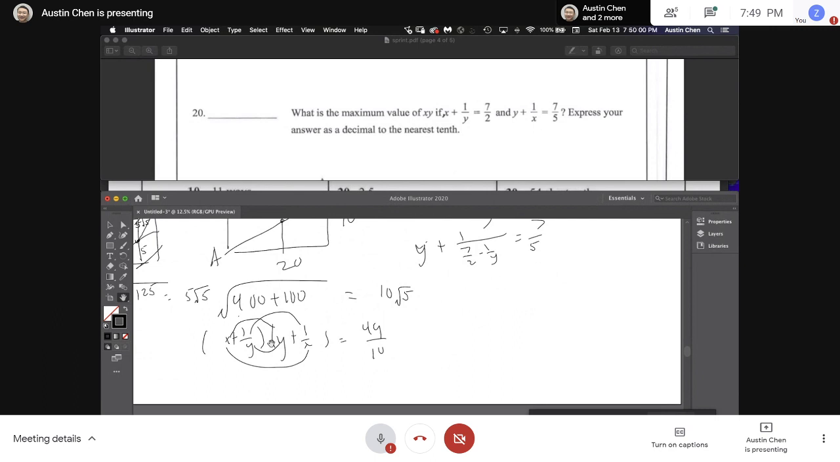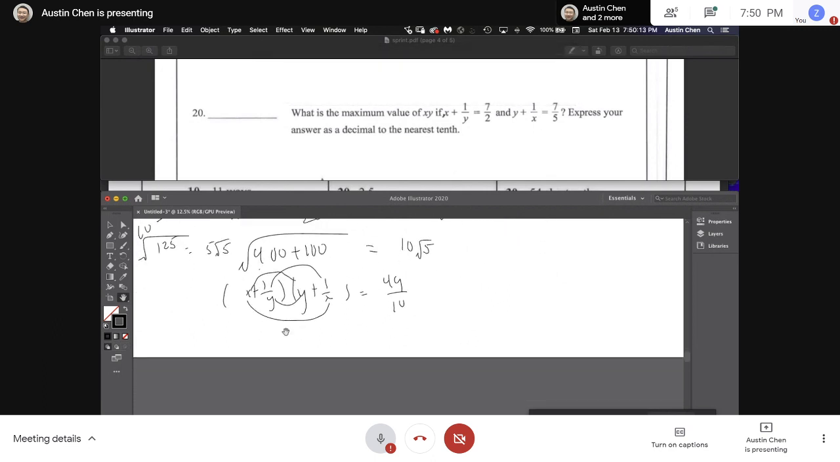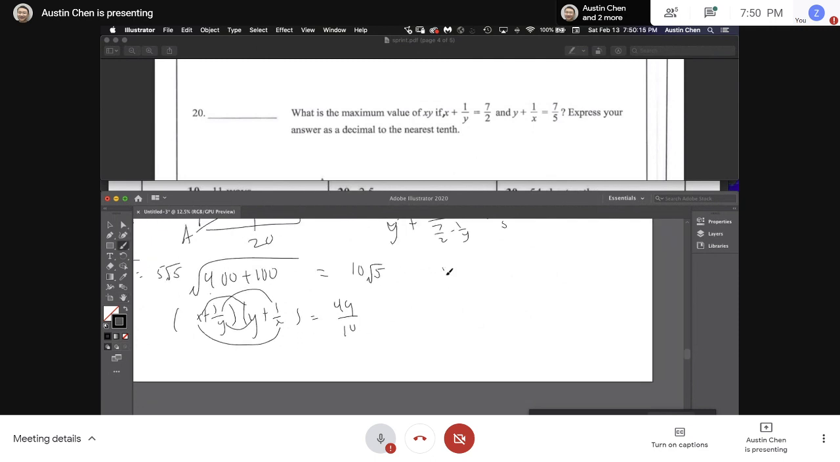Yeah, I guess it's just noticing that. I don't really see any other great way to do this. But if you do multiply these two together, you'll get 1 plus 1 plus xy plus 1 over xy equals 49/10. And then there's 2 on the side, you can subtract it. Then you'll have xy plus 1 over xy equals 29/10.